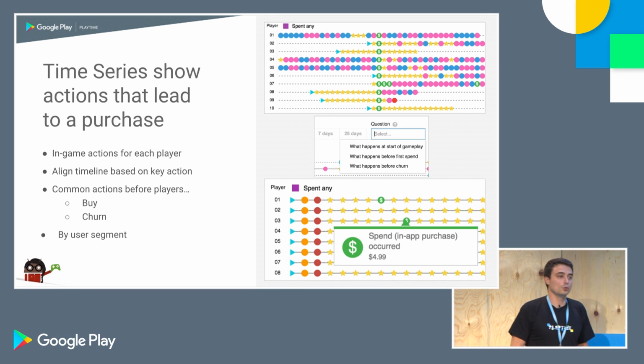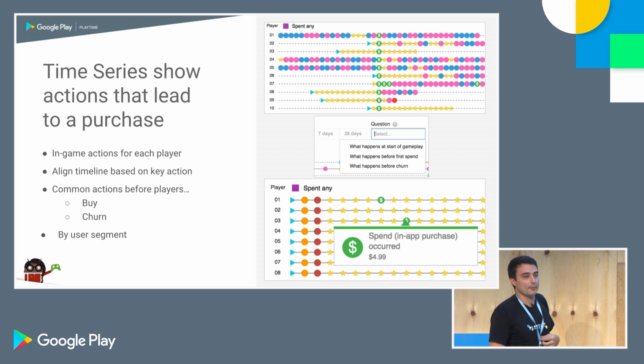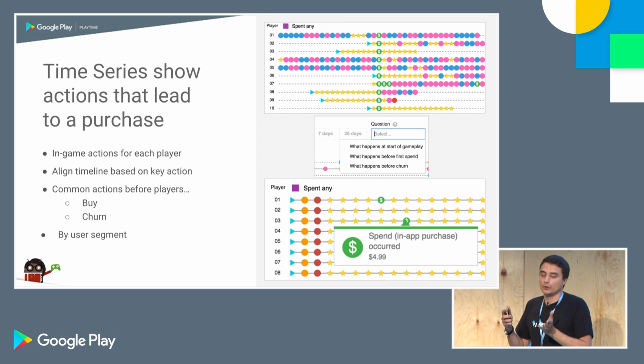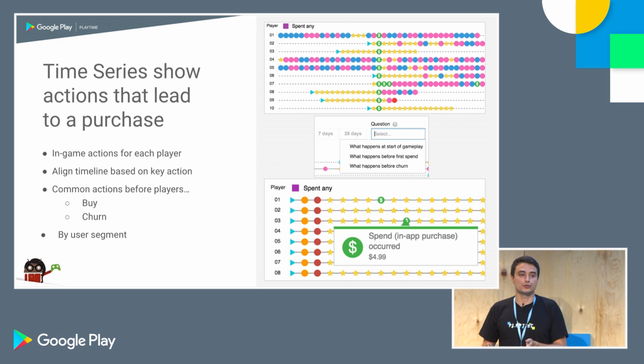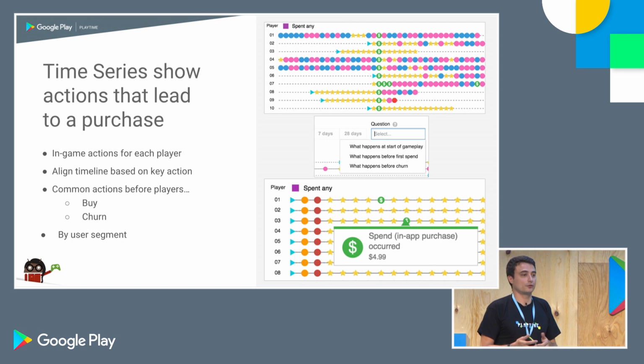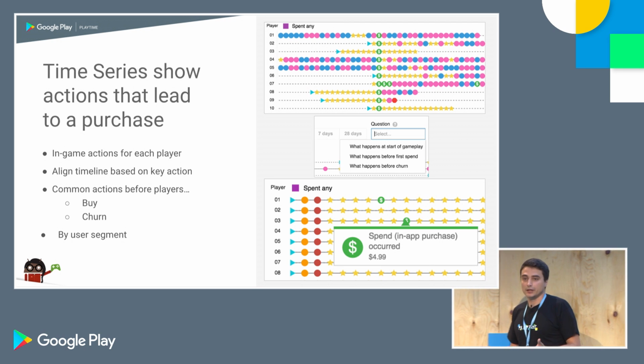The first thing you can do with this report is see what actions lead to what matters to you. For example, what have they done before they made their first purchase? Or what have they done before churning? And so you can optimize your game overall and see if you have any issues.